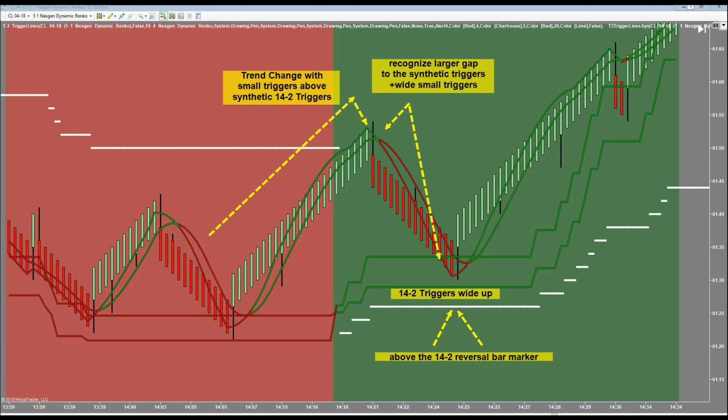Again, it's imperative that you recognize not only which direction the market's heading, but how much distance is between the pivot and your synthetic triggers, especially after a strong trend either up or down. This larger gap traditionally will be filled before you start taking easier long trend trades.